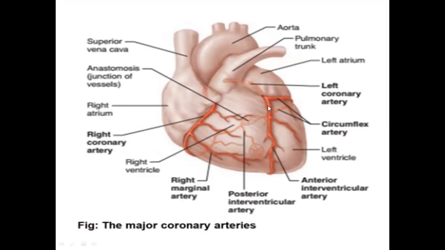Imagine that there is an occlusion, maybe there is atherosclerosis, and this blood vessel is blocked. Because it's blocked, this part of the heart might not receive blood. But because of this anastomosis that happened here, this part of the heart can still receive blood supply, even though this main branch has been blocked, okay? But again, it depends on where the obstruction is.